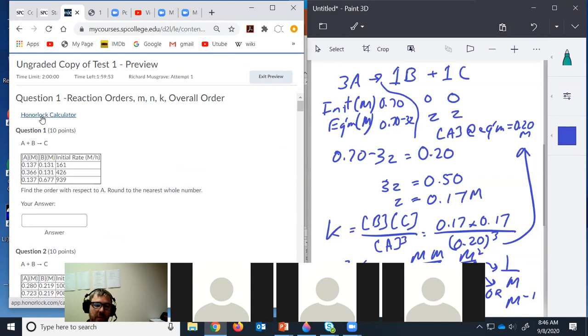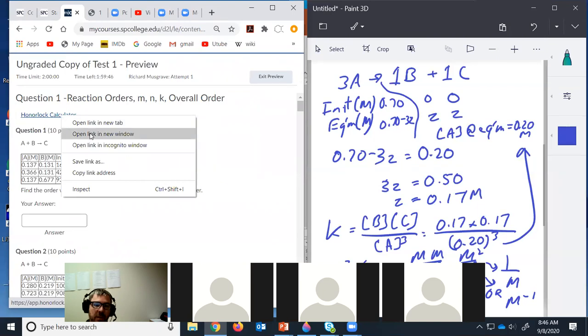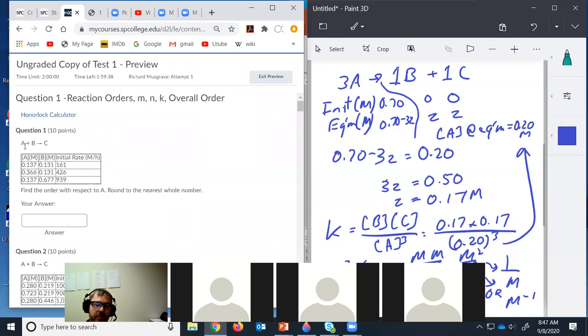Yeah, see this link up the top here? Online calculator. So what I recommend you do, this is to practice, open link in new window and then have it off to the side so you can practice with it. I don't like the calculator that much, but it does work. And it's better than me having to police people using handheld calculators.